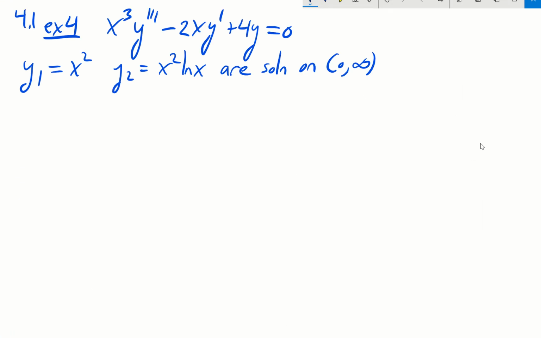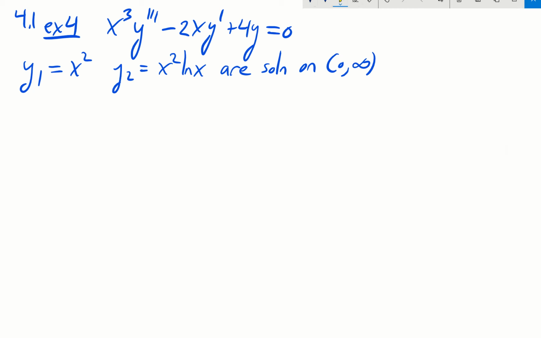Let's take a look at example 4. Suppose we have the differential equation x cubed y triple prime minus 2xy prime plus 4y is equal to 0. We are told that y1, which is equal to x squared, and also that y2, which is equal to x squared ln of x, are solutions on the interval 0 to infinity.